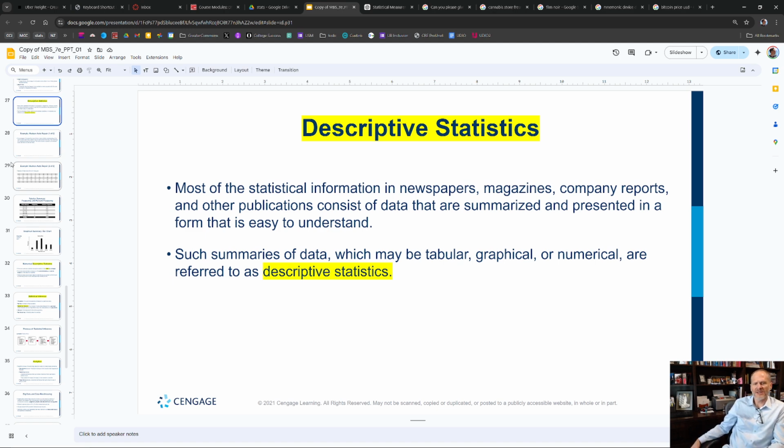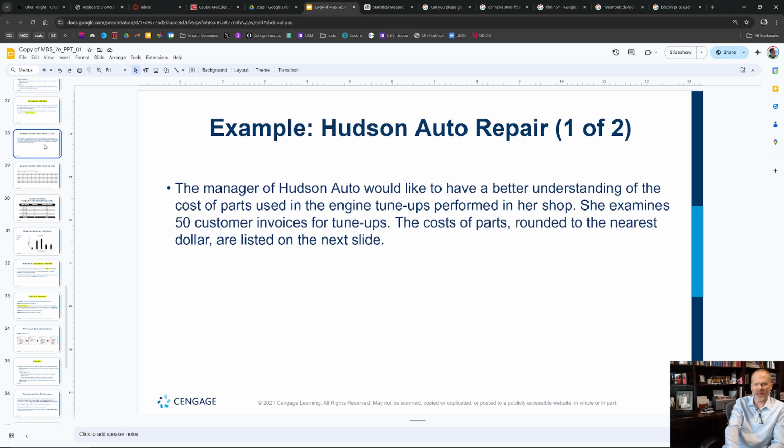So descriptive statistics are statistics that describe what's going on in the world. Most of the statistical information in newspapers, magazines, company reports, and other publications consists of data that are summarized and presented in a form that is easy to understand. Such summaries of data, which may be tabular, graphical, or numerical, are referred to as descriptive statistics. So you could have really arcane statistical data, and then you could make that more descriptive by creating some table or some graph or some numerical representation and make it more descriptive and palatable for people.